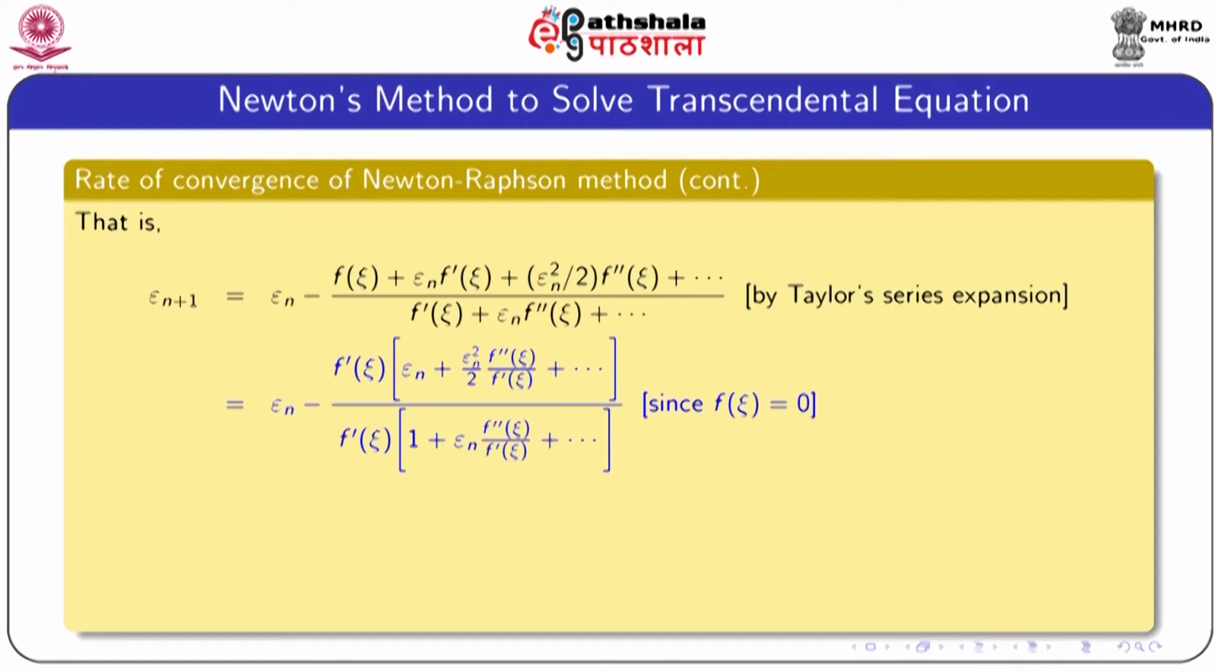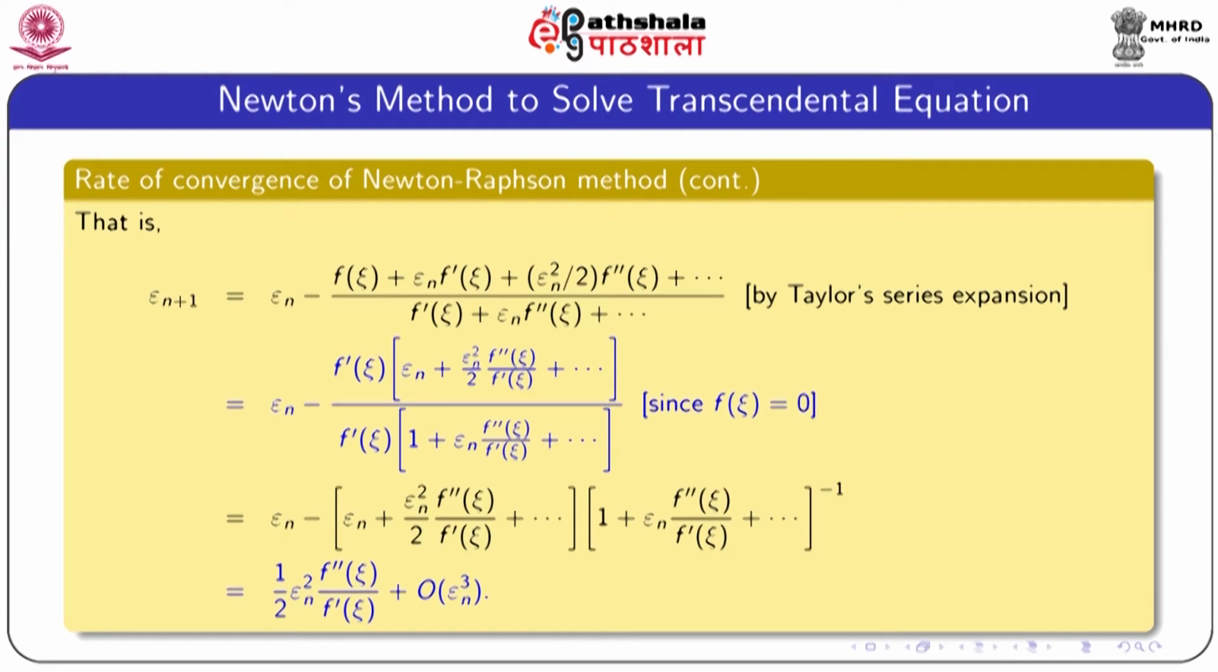Since the value of f(xi) is 0, we can take f'(xi) common out of the numerator and denominator. Therefore the expression reduces to this form, which is equal to epsilon n minus the first expression of the second term as the numerator and the second term as the denominator, and after expanding the second term and simplifying we get epsilon n+1 equal to half of epsilon n square into the second derivative of f at xi by the first derivative of f at xi, plus order of epsilon n cube.